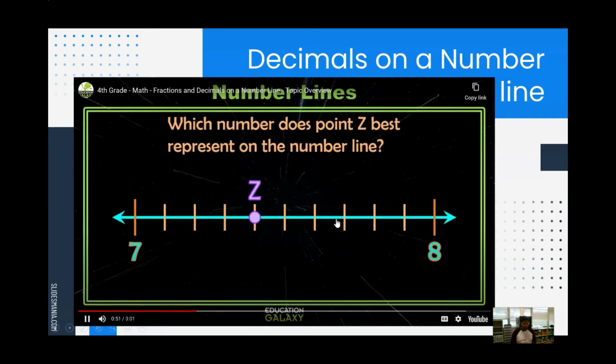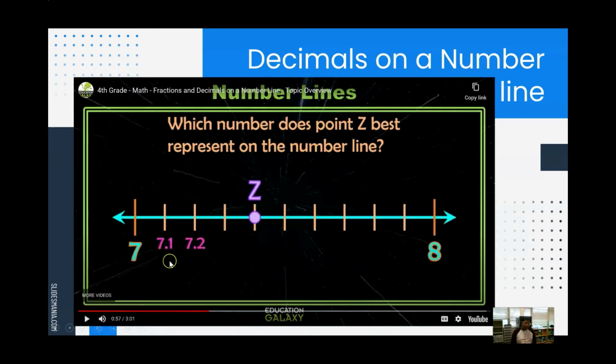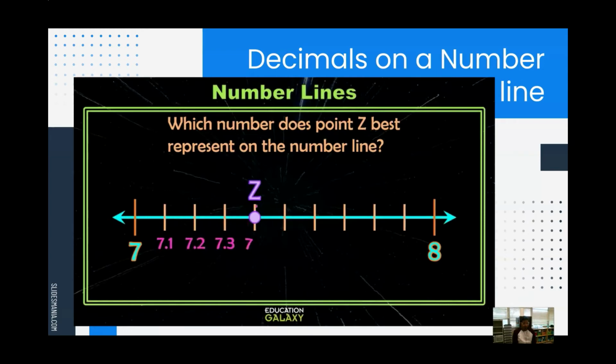Where is point Z? Well, the first tick mark is 7 and 1/10. The next one is 7 and 2/10. Last time we didn't do a whole number, but now we are. We're in the ones place. That 7 is in the ones place, okay? Next one is 7 and 3/10, which makes Z 7 and 4/10.